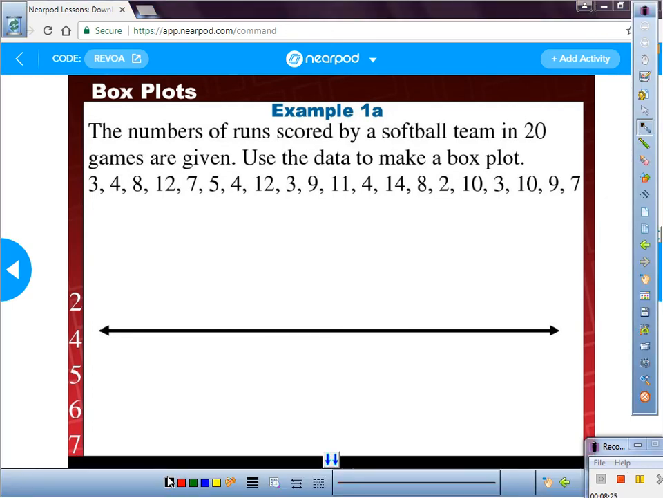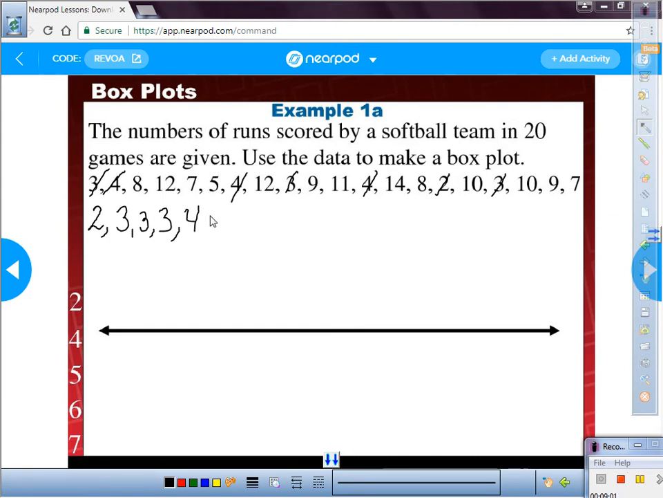What is step 1 once I give you a set of data like that? From least to greatest. So therefore, look at the problem though. It says the number of runs scored by a softball team in 20 games are given. That means I have how many numbers in front of me? 20. So I'm going to start with the smallest one, which is, very good, 2. And then from there, 3, 3, 3. From there I go to 4.